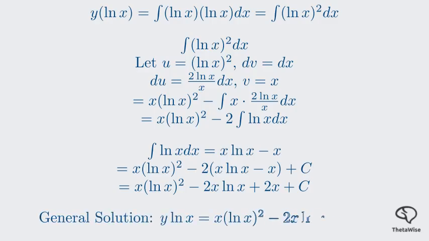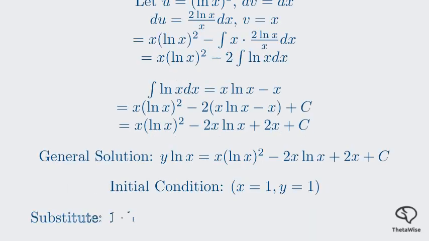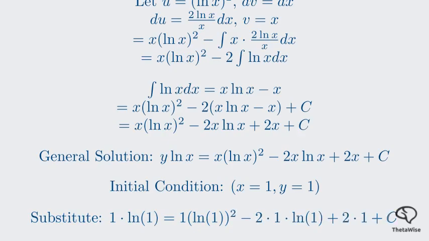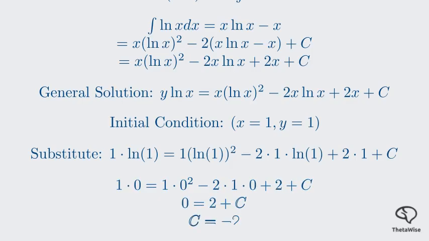Now we'll use the initial condition to find c. The initial condition is x equals 1 and y equals 1. Let's plug these values into our general solution. Remember that ln 1 is 0, so every term with ln x will become 0. The left side is 1 times 0, which is 0. On the right, the first two terms are 0, and the third is 2. So 0 equals 0 minus 0 plus 2 plus c. This means c equals 2.